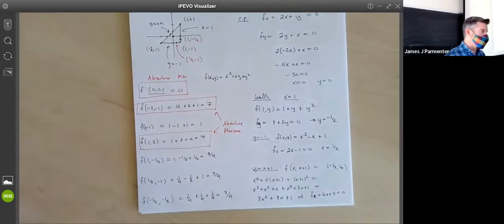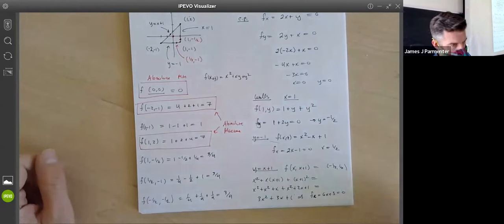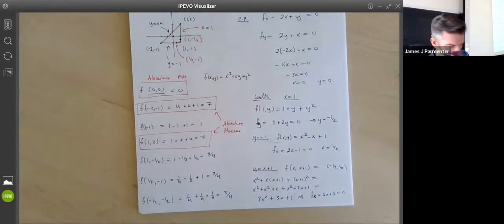You can have more than one absolute maximum or absolute minimum. It is totally valid.